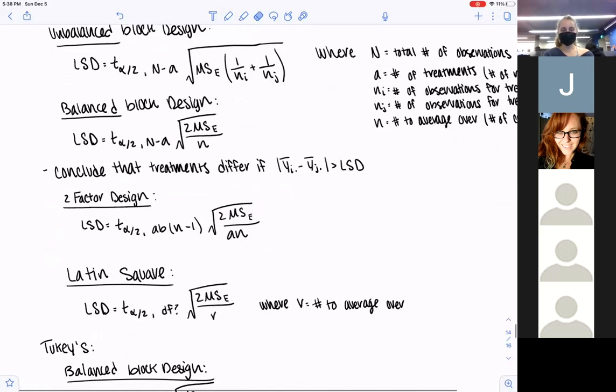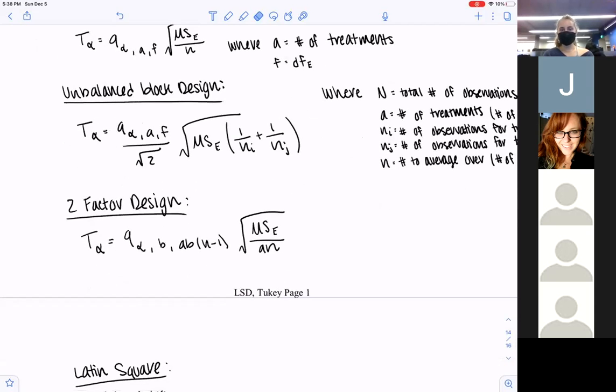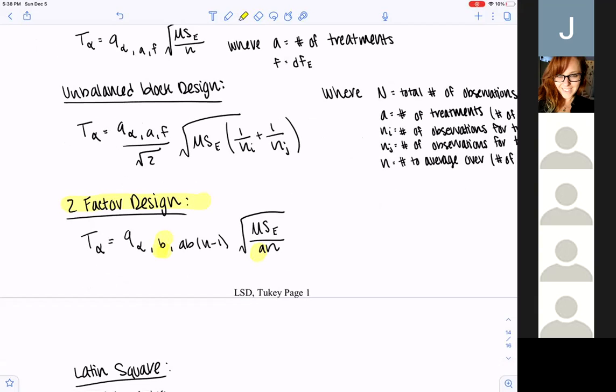And for Tukey, here's one that we should really pay attention to. For the two-factor design, we've got our Q alpha. We're not worried about our alpha. We're worried about this here and this here, because they're going to be the opposite. So if you are testing for your B, you're going to be using A, the other factor that is involved. Two factors, factor A and factor B. If you are testing for B, you use A, and if you are testing for A, you use B.